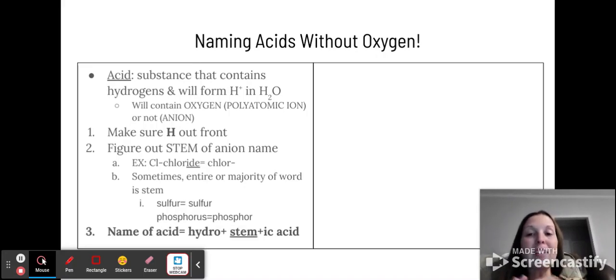So when we have just an anion, so basic off the periodic table, 2 capital letters, and that's it. So that's another way to tell if you're dealing with an anion or a polyatomic, only 2 capital letters. You will name it as hydro, the stem of your anion, ic acid. So if it was HCl, chloride is my anion, so chlor is my stem, hydrochloric acid.